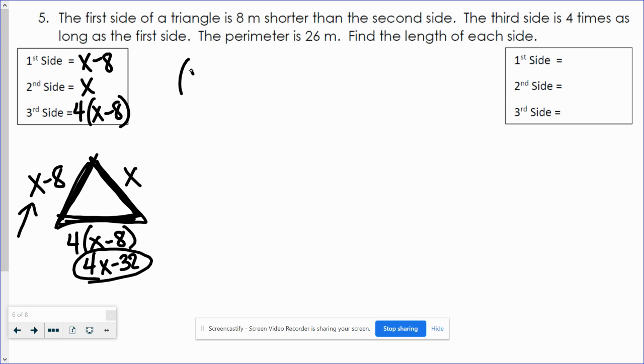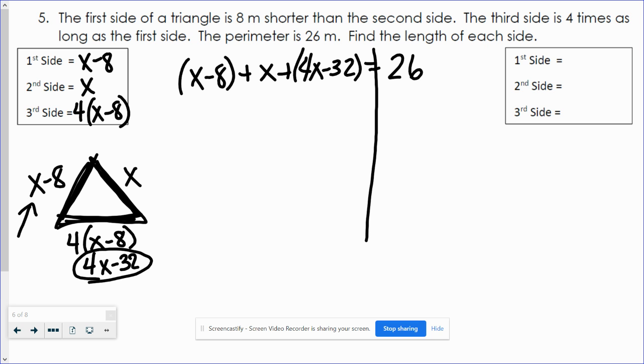So here's my first side. Here's my second side. And here is my third side. And that's got a perimeter of 26. So by now you should be feeling pretty good with this. Go ahead and solve this. If you want to pause it and solve it on your own and then just check it with mine, that would be perfectly fine. Otherwise, I'll just talk through this.